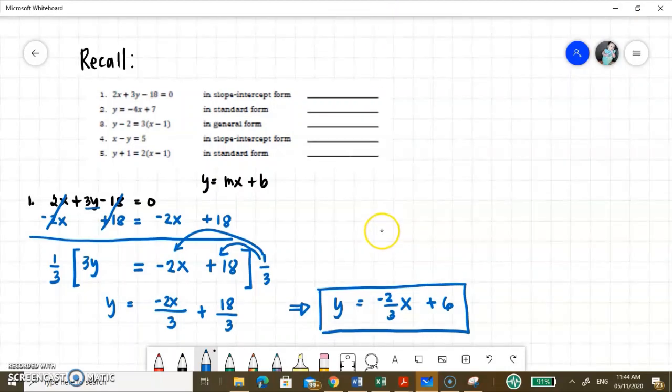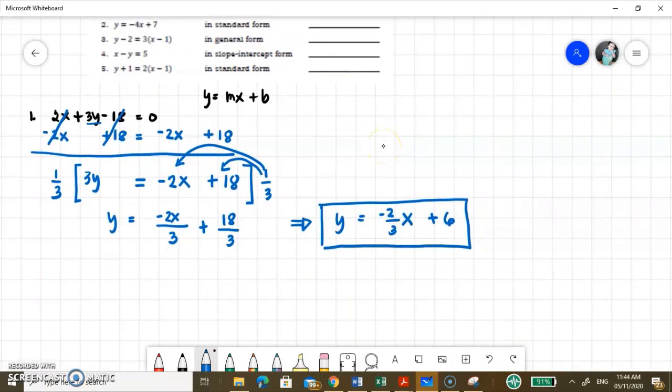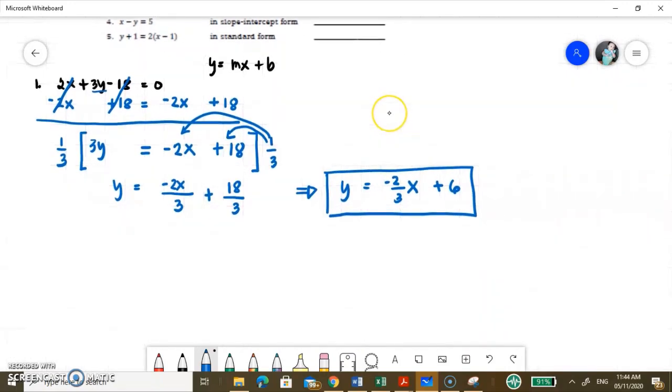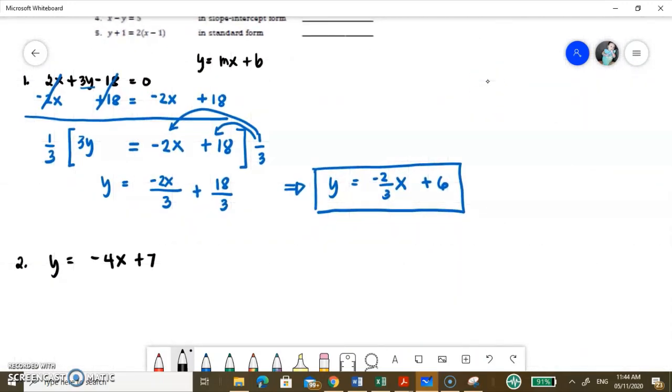Okay. For the next example, like y is equal to negative 4x plus 7. Okay. Sulat ko muna siya. Y equals negative 4x plus 7. Ang pinapagawa ngayon is yung standard form. Okay, yung standard form natin ay ax plus by equals c. Yan ba yung standard form natin? Okay. So, change natin siya into that.